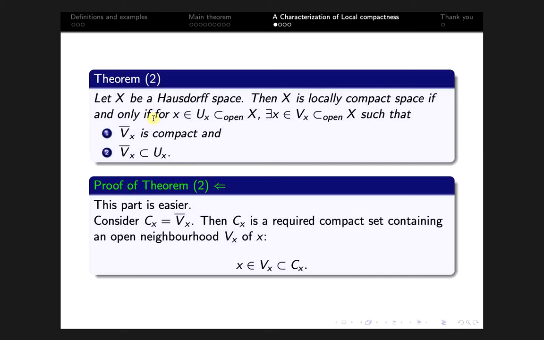So consider Cx equal to the closure of Vx. As per our assumption, the closure of Vx is compact, and it is known that Vx is contained in its closure, because the closure of Vx is the smallest closed subset containing Vx. So Vx is contained in Cx, and Vx is a neighborhood of x. That is why x belongs to Vx and Vx is contained in Cx. Therefore, X is locally compact.